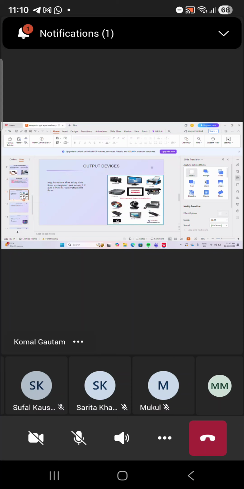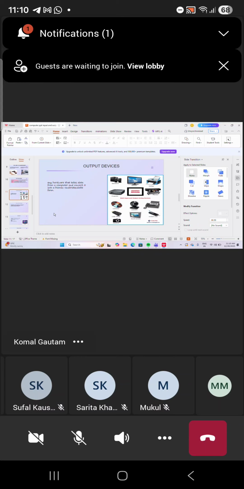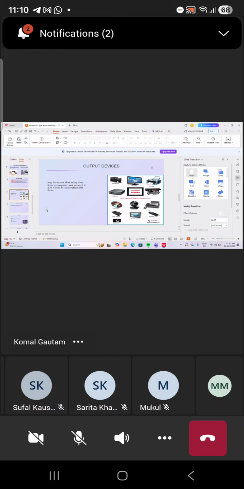Here are some output devices. Output devices like monitor, printer, speakers, projectors, plotter, fax machines, webcam, CD, DVD, USB drive, cameras, touchscreen, and modern USB. Output devices are hardware that takes data from a computer and converts it into a human understandable form.